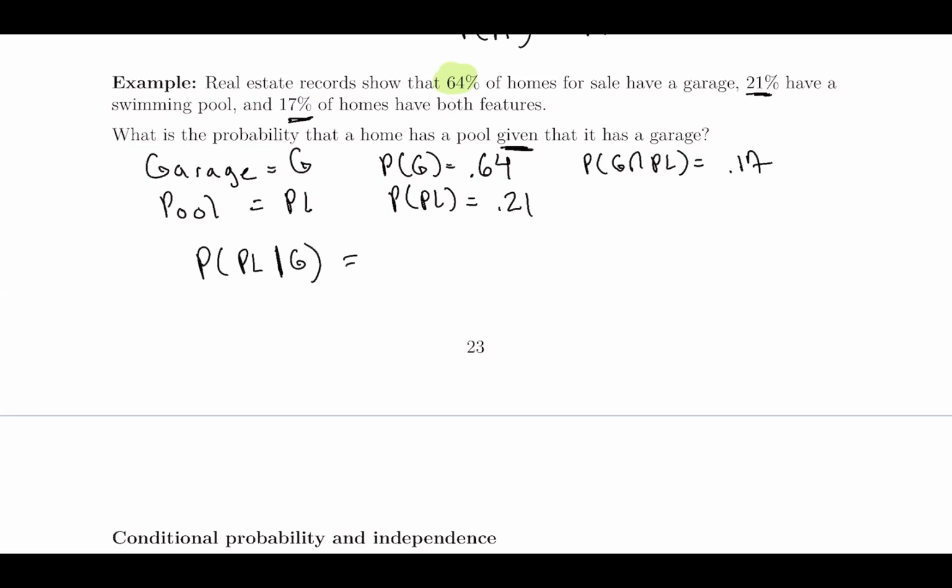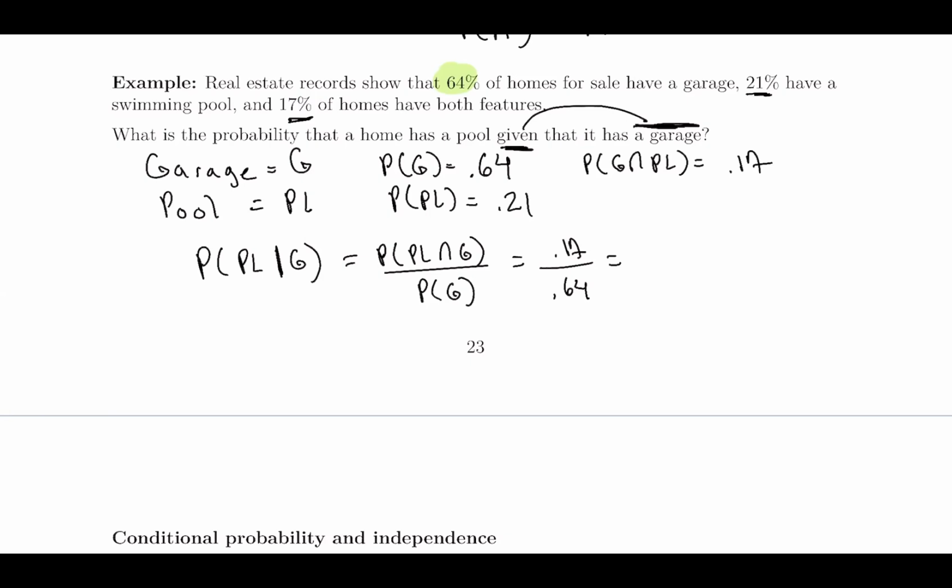Just remember, anything that comes after the "given" is the information that should come after our vertical line. Everybody go with the notation? All right. So we're going to say the probability you have a pool and a garage, divided by the probability you have a garage. The probability that you have a pool and a garage is 17%, and you divide that by the probability that you have a garage, which is 0.64.